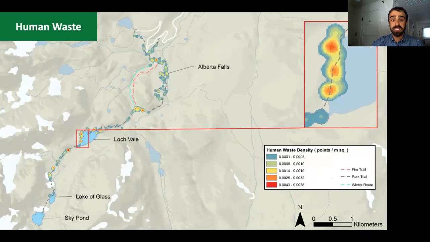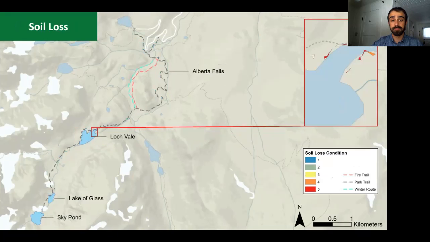Here's a density of these points, and these have really profound implications for aesthetics and human sanitation, but also in these denser areas, as I show in the top right, also for nutrient input into the watershed system and some of those delicate aquatic alpine lakes.